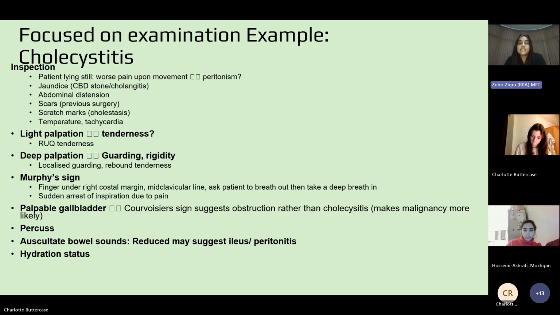But that is a very specific sign for cholecystitis. Yeah, so keep your finger under the right costal margin, mid-clavicular line, get them to breathe out, then take a deep breath in, and they should have this inspiratory arrest essentially.